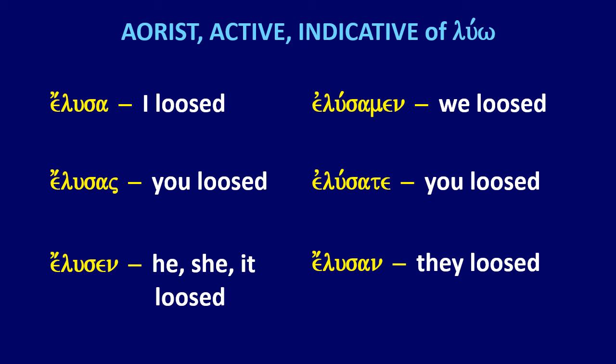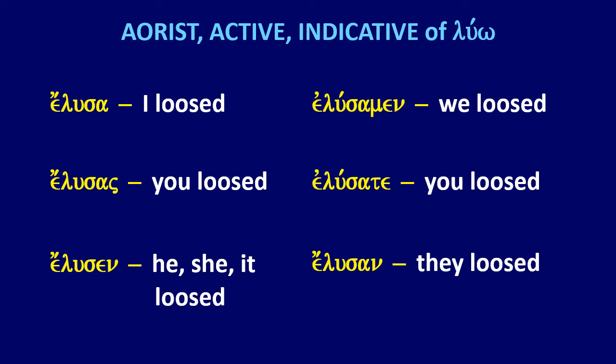But first of all, you can see the parts to the verb luo, I loose, when it's put in the first aorist active indicative form and the first person singular, it will be elusa. You see the augment epsilon, you see the stem lu, you see the tense sign sigma, and you see the connecting vowel, the alpha there. And the ending, there's a contraction with the connecting vowel and the ending, so you're just left with alpha in the case of the first person singular.